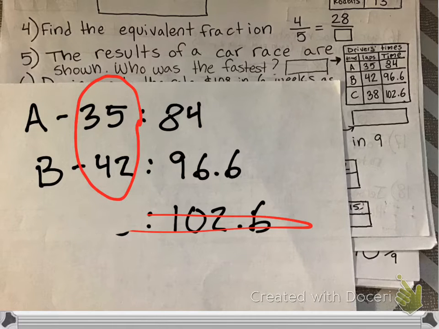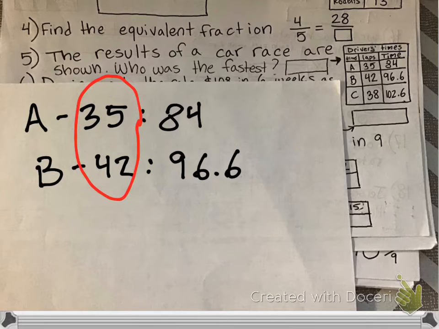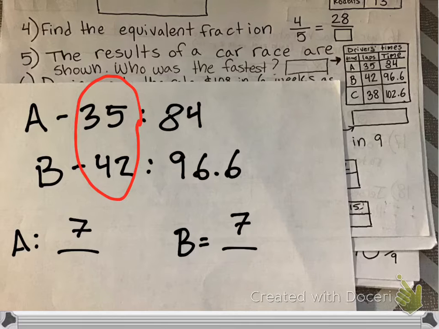Exactly. So we're going to set them up into ratios of 7. So for A, it becomes 7 over something. We'll get there in a second. And for B, it becomes 7 over something. What did we divide A by to get 7? Who can tell me? Trey. 5. We divided by 5, so we're going to divide 84 by 5. What did we divide B by to get to 7, Lucy? 6, so we're going to divide 96.6 by 6. So do that on your paper. When we divide 96.6 by 6, we get 16.1. Who has 84 divided by 5? Gore, what is 84 divided by 5?